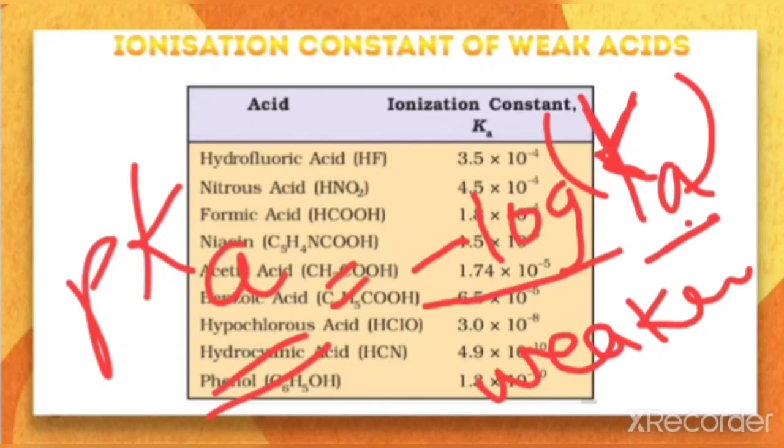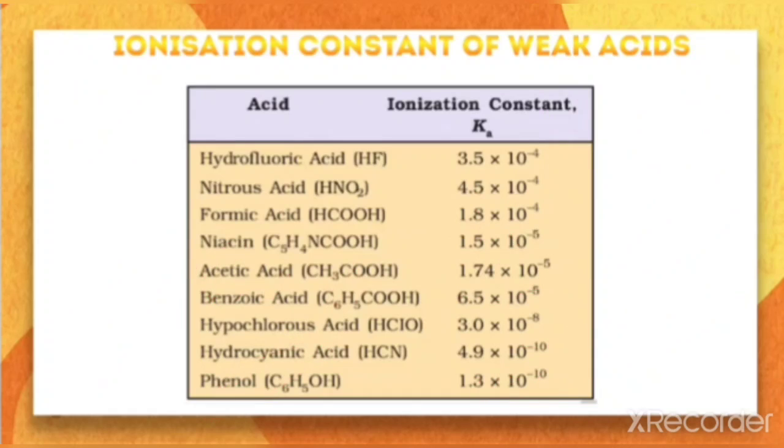That means it has an inverse relation. That is, if Ka is greater for an acid, its pKa value will be smaller, because pKa is the negative logarithm of Ka. So from this, we can say that for an acid, if the pKa value is greater, it is a weaker acid, because it has a smaller Ka value.